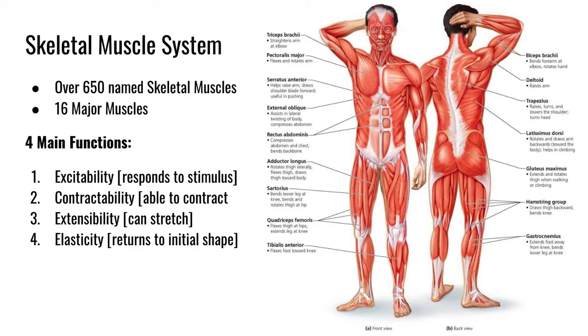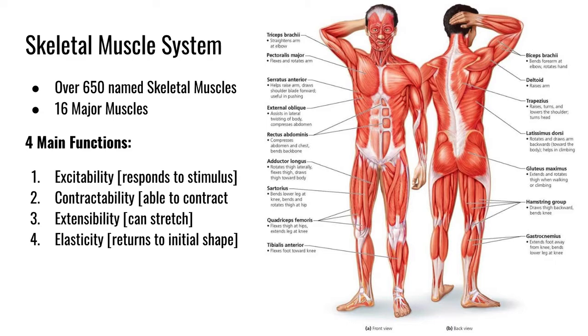So with the skeletal muscle system, there are four main functions. Excitability, its ability to respond to stimulus; contractibility, the ability to contract; extensibility means it can stretch; and elasticity means return to initial shape.